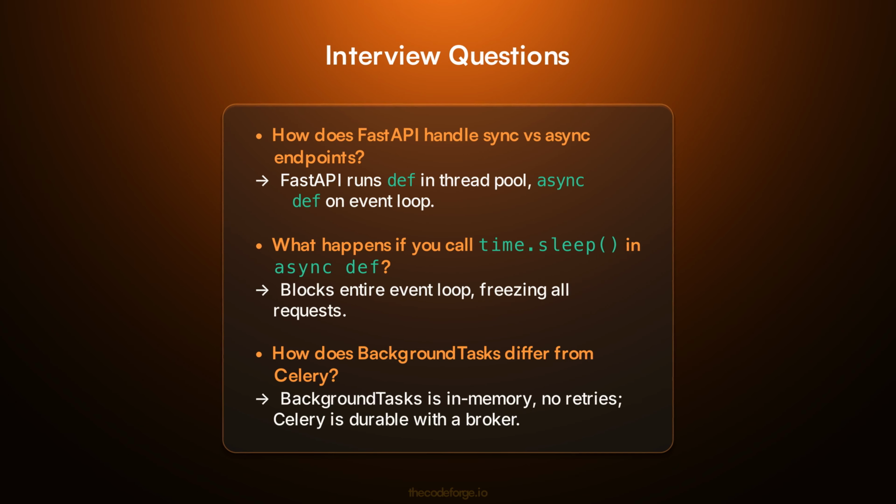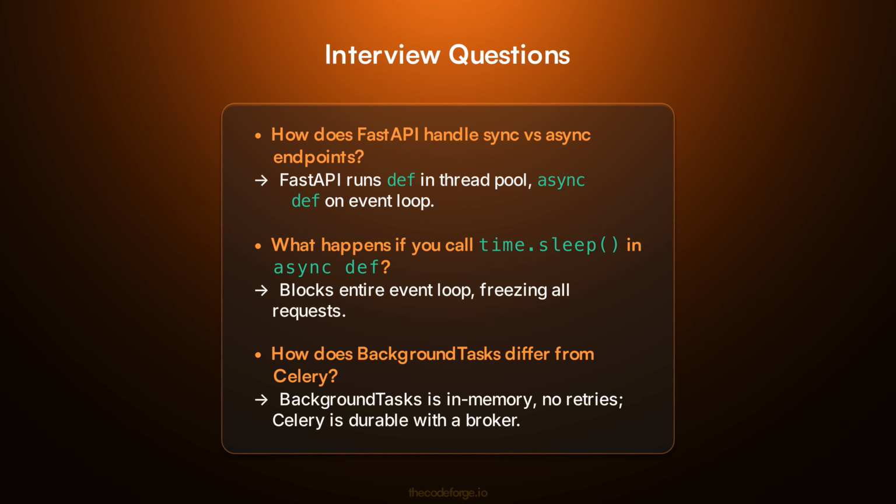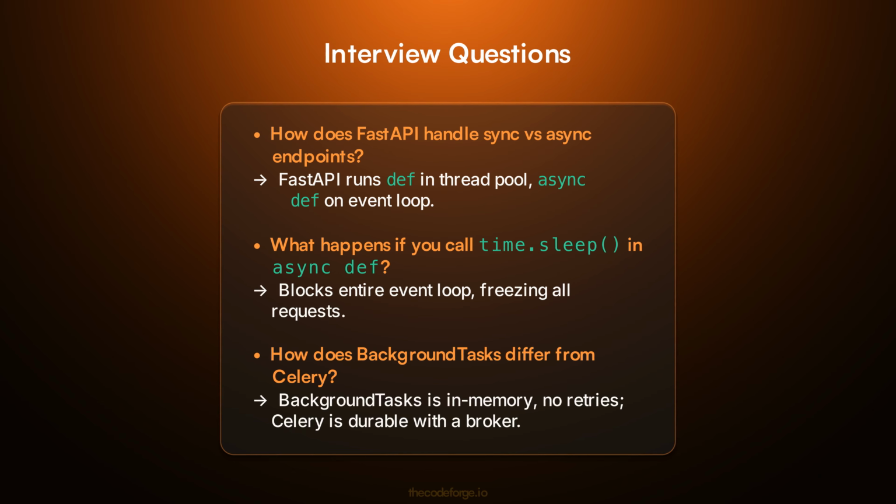Let's run through some common interview questions. How does FastAPI handle sync versus async endpoints? FastAPI runs def in threadpool, async def on event loop. What happens if you call time.sleep in async def? Blocks entire event loop, freezing all requests. How does BackgroundTasks differ from Celery? BackgroundTasks is in memory, no retries. Celery is durable with a broker.